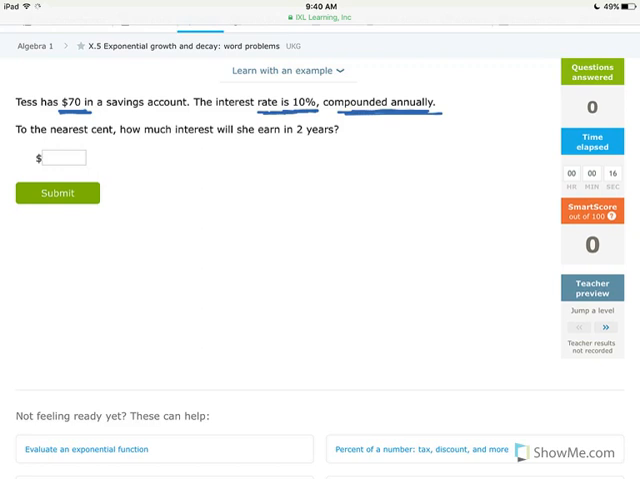So she's starting with 70. Her money is going to grow at 10%, and it's going to be compounded annually, and they want to know how much interest she has after 2 years. So let's go ahead and set this up so we can just use the Y value. What was her starting amount? 70.